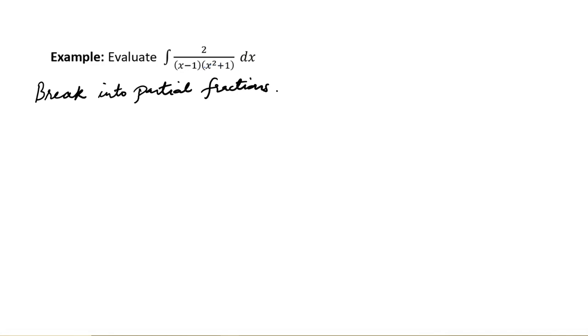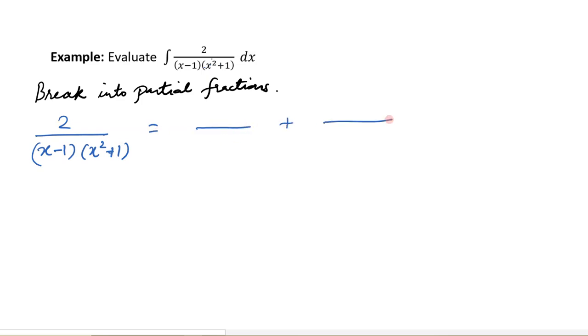So in this case, our first step would be to break this rational function into partial fractions. Thus, we're going to write 2 over (x minus 1) times (x squared plus 1) as a sum of some fractions. And how are we going to decide what the denominators should be? First we have a linear factor, so that would be our denominator. And then we have a quadratic expression which would be our other denominator.